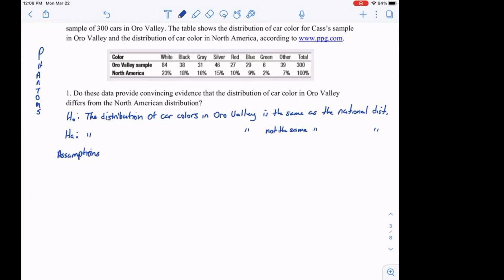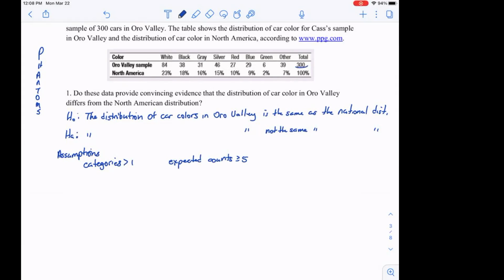Assumptions. So again, we have how many categories? 1, 2, 3, 4, 5, 6, 7, 8 categories. So categories is greater than 1, so we're good there. Expected counts is greater than or equal to 5. I don't know that. Okay, how am I going to know that?